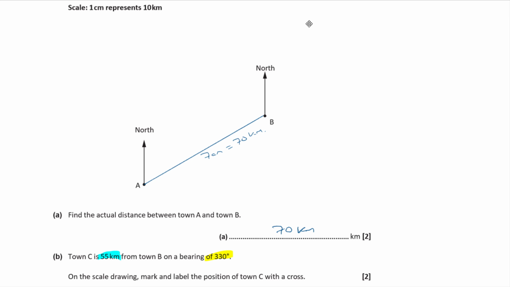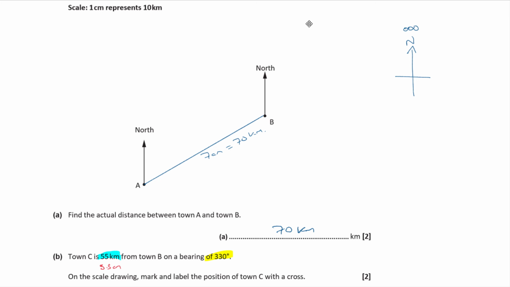Now, using the scale of 1 centimetre represents 10 kilometres, 55 kilometres is going to have to be a 5.5 centimetre line. So that's how long it needs to be, but I need to work out in what direction I need to draw it. Okay. Now, bearings are always given clockwise from north. Okay, so the north line here is 0, 0, 0 as a bearing.